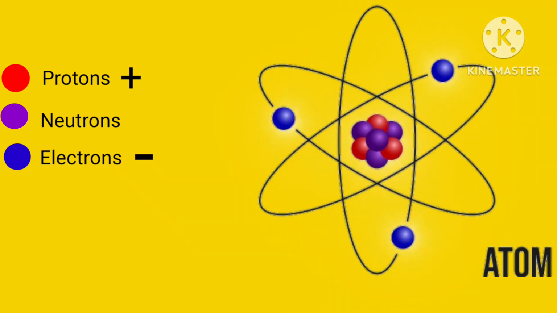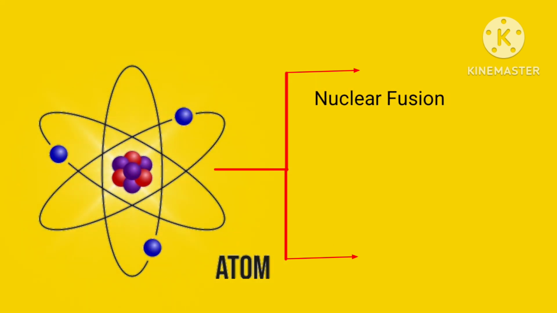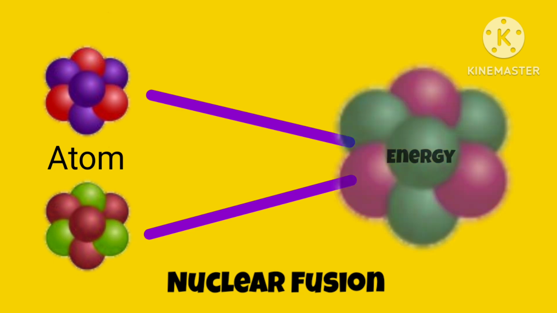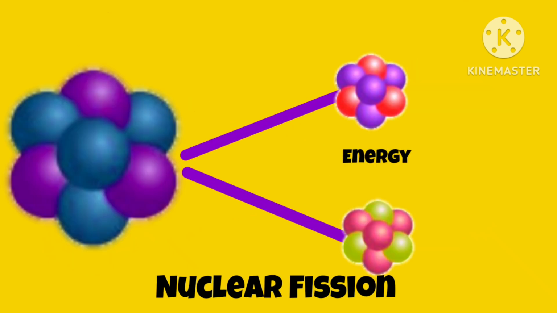Enormous energy is present in the bonds that hold the nucleus together. This nuclear energy can be released through processes called nuclear fusion and nuclear fission. Nuclear fusion happens when two nuclei join to form a single nucleus. Nuclear fission happens when the nucleus of an atom splits into two or more parts.